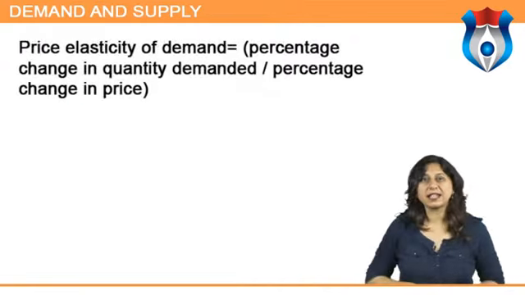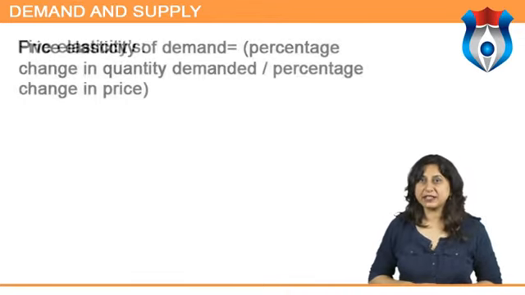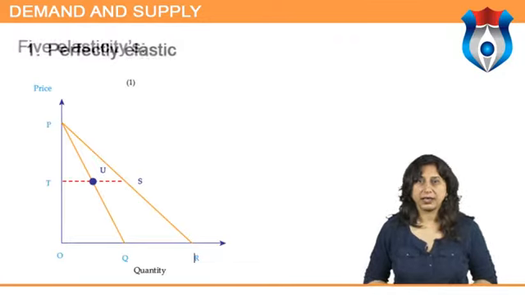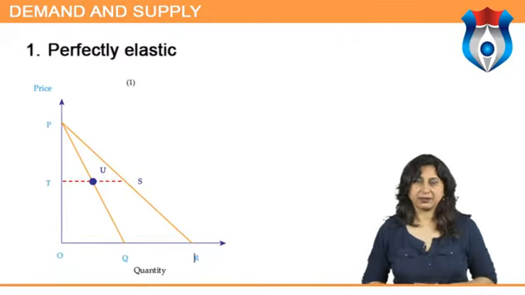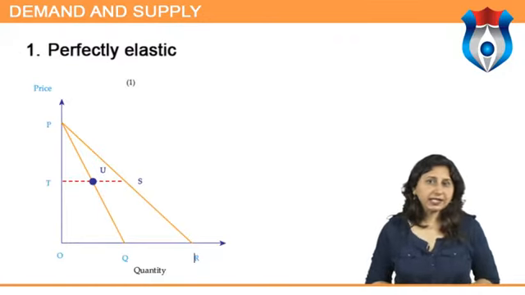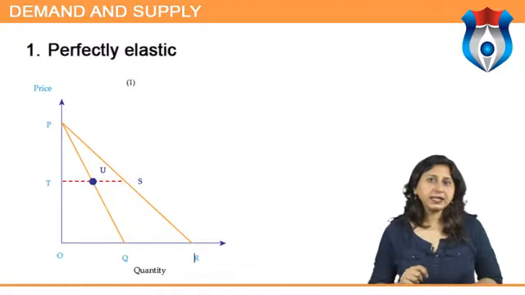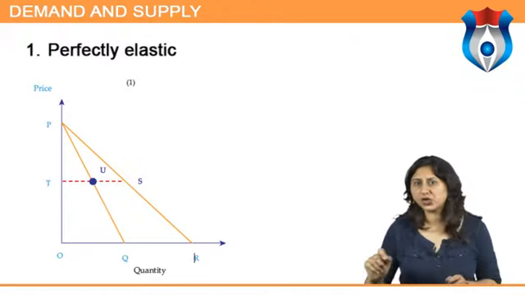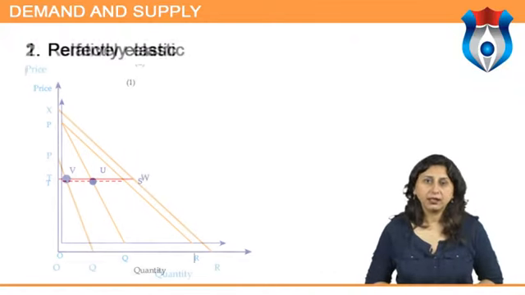The price elasticity of demand is commonly divided into one of 5 elasticity alternatives. Perfectly elastic. Perfectly elastic means an infinitesimally small change in price results in an infinitely large change in quantity demanded.